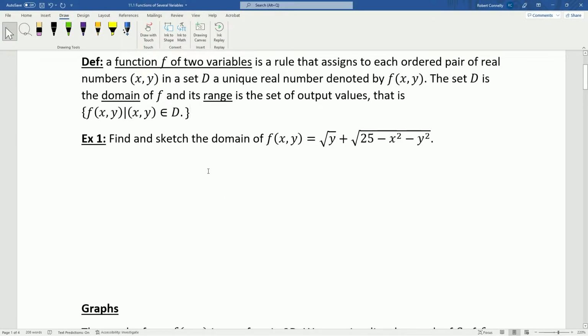Example 1, find and sketch the domain of f of (x, y). So a big part of understanding these functions of two variables, which we can think of as three-dimensional functions that create surfaces in 3 dimensions, a big part of what helps us understand them is if we can picture their domains, so we know what region they lie above.